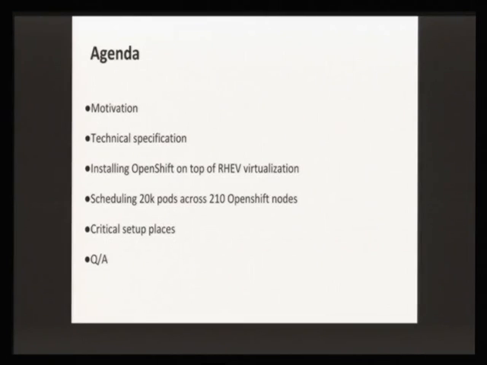So in this talk, I'll talk a bit about motivation. Then we'll say about hardware which was used for this installation. Also, I'm going to say about how Openshift was built on top of RHEV, I mean the complete process of building RHEV virtual machines, then feeding that information inside the Ansible playbook and how Openshift was installed, and later on for the test how we created 20,000 pods on top of this Openshift installation.